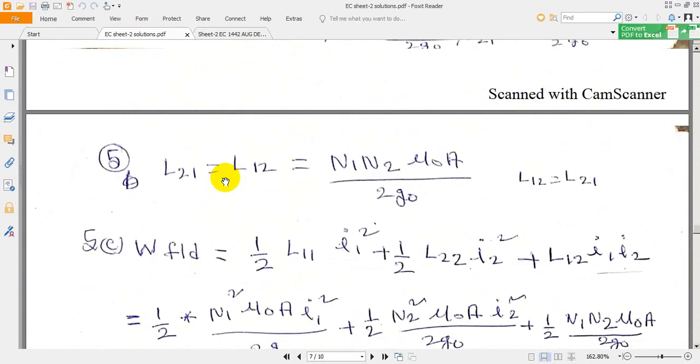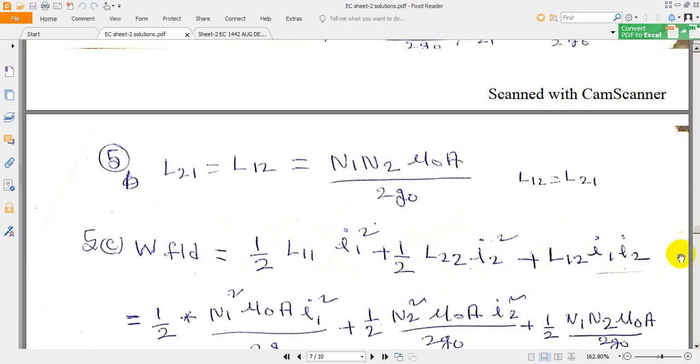Because of each inductance, now we know L12 is equal to L21, with N1 N2 mu naught A by 2G0. Now the parameter that we need to calculate is the total energy. The total energy is given by the energy because of the inductance of coil 1, the energy because of the inductance of coil 2, and the energy because of mutual inductance, and it is given by L12 I1 I2.